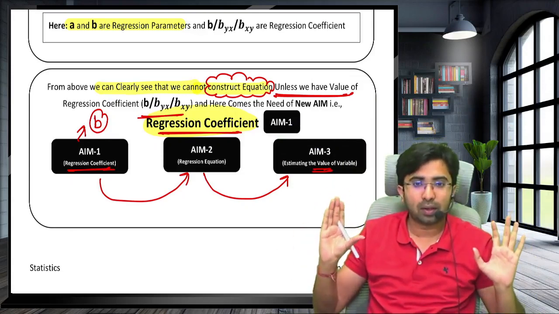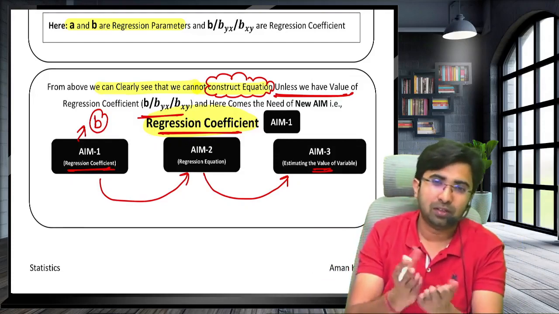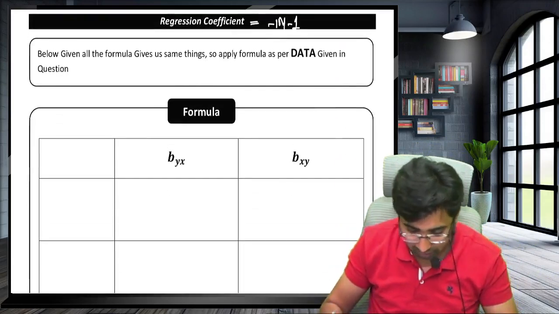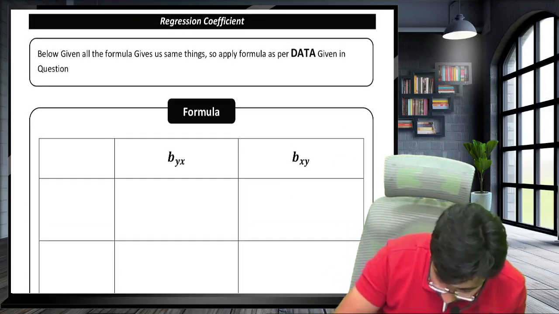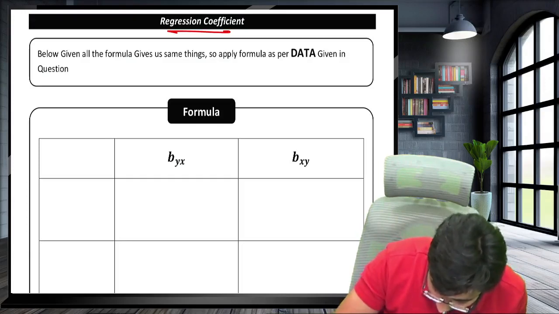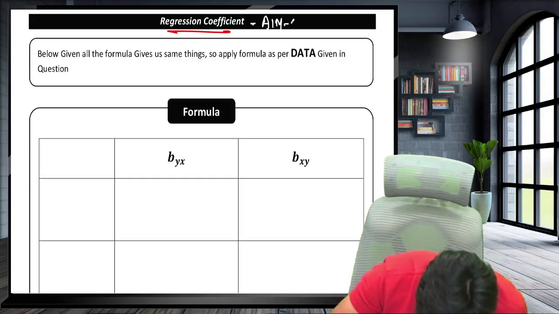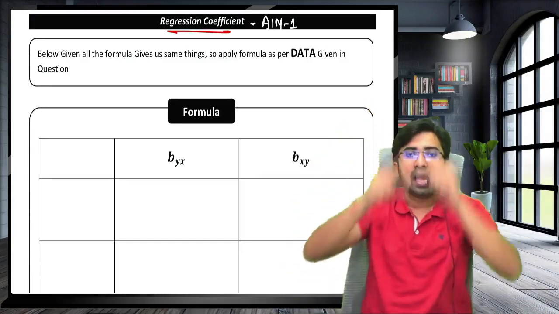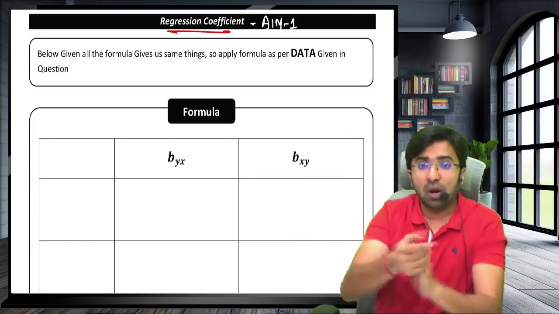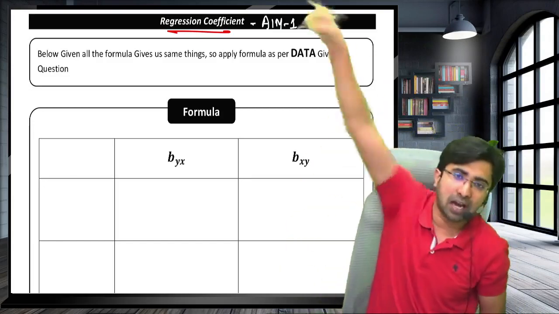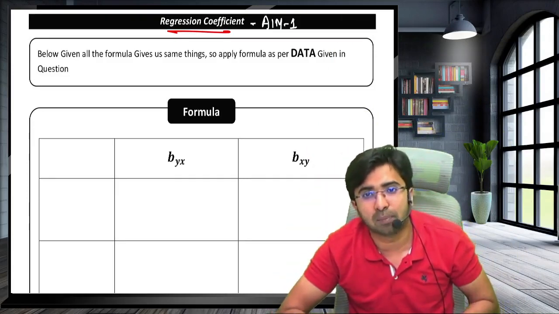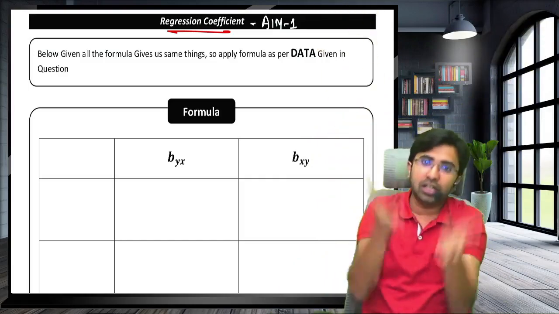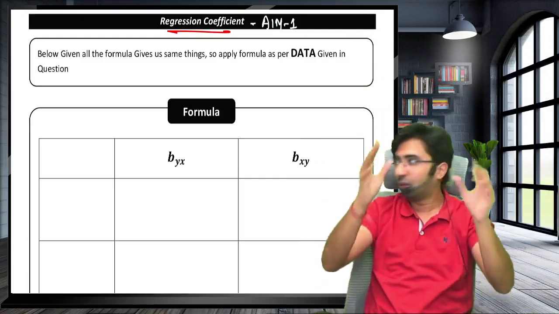Clear or not? Sir, we cannot proceed unless we have achieved aim number 1. That's why I have to start teaching you another aim, that is the regression coefficient. And here comes the first aim, which I'm naming aim number 1. Without achieving aim number 1, without having the value of b, I cannot construct the equation. And without constructing the equation, I cannot achieve my final aim, that is, I cannot estimate the value of one variable when another variable is known. Sir, now we need to achieve aim number 1. Say yes or no.